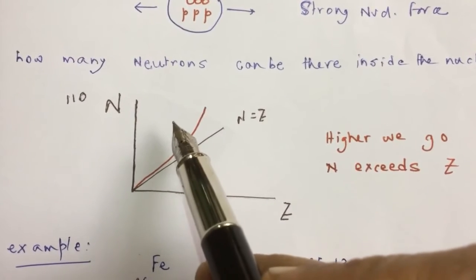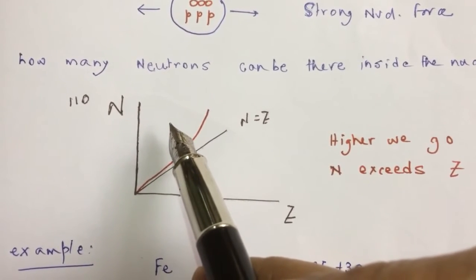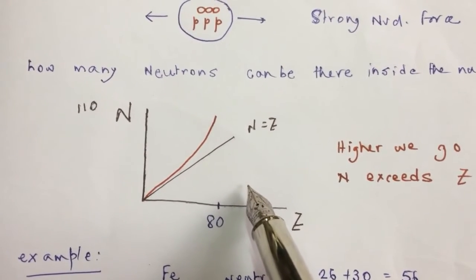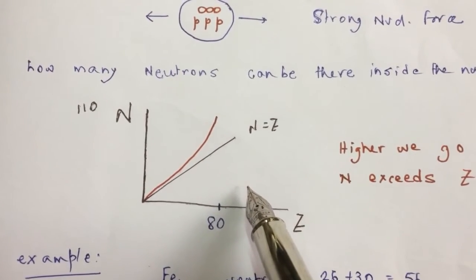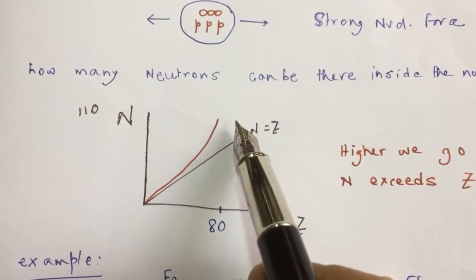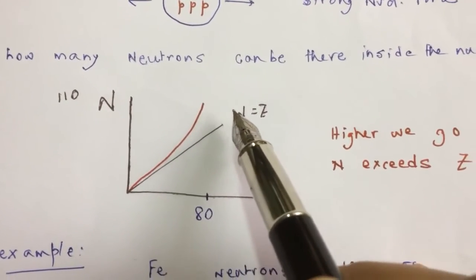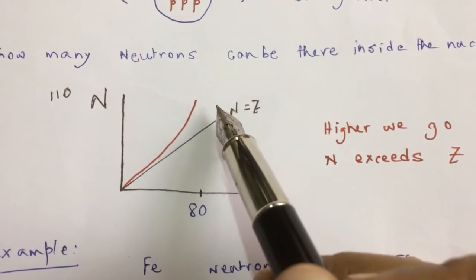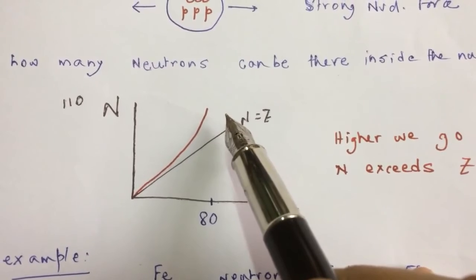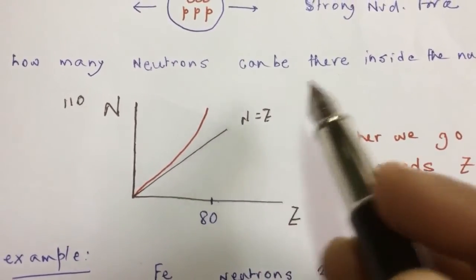In this side of this graph, the number of neutrons is greater. In this side of the graph, the number of protons is greater. At this portion of this plot, this corresponds to a higher A value, that is, the total number of neutrons plus protons is higher.